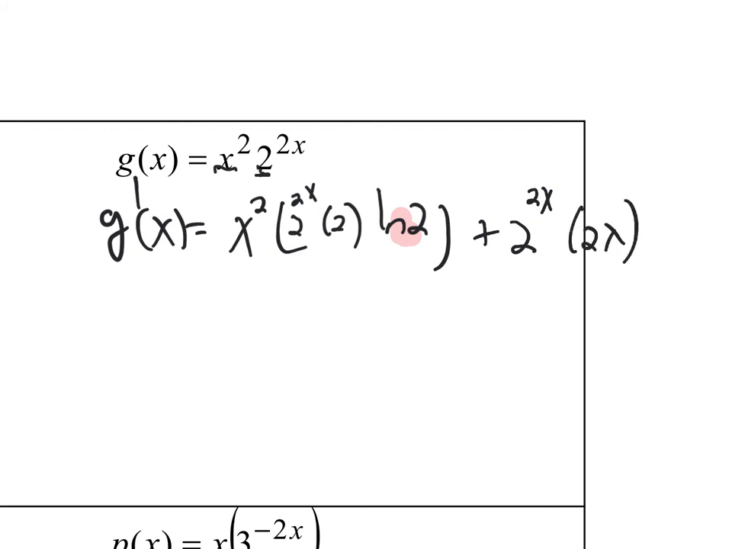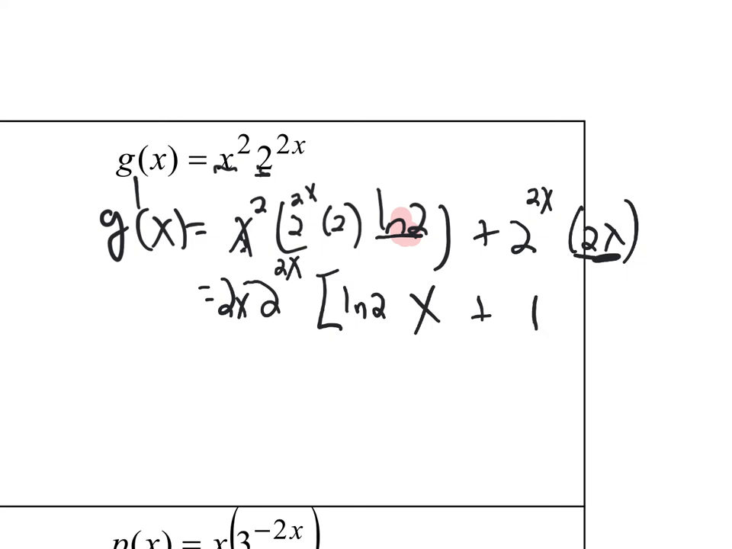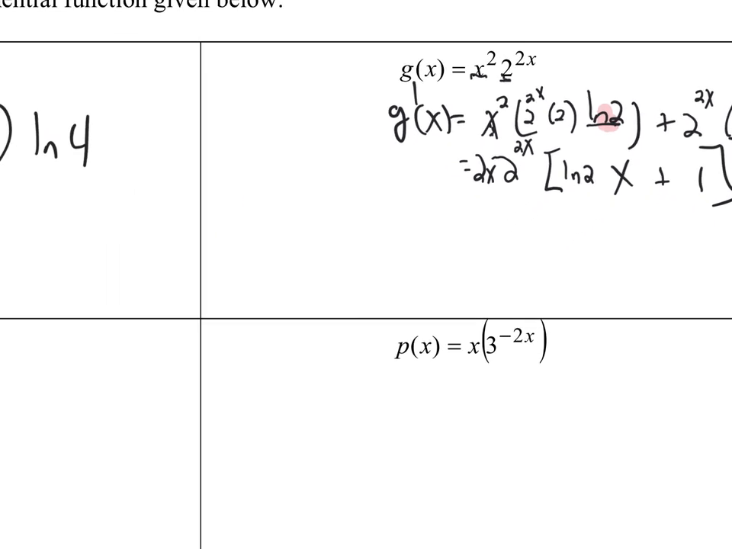Now, what can I do to make this look cleaner? I could factor out 2 to the 2x. I could factor out a 2x. I'll put that in front just because it makes it look easier. That leaves, I definitely have an x and a natural log of 2. So I'll put natural log of 2x. I think that's everything there, because I already used up 2 to the 2x, and I already pulled out that 2. Plus, it looks like I pulled the whole thing out. So 2x, yep, 1. You can always correct me if I'm wrong.